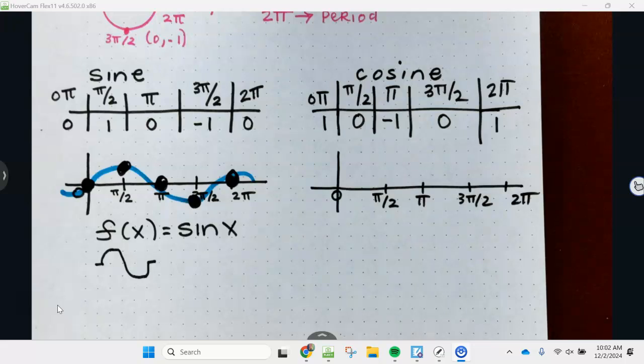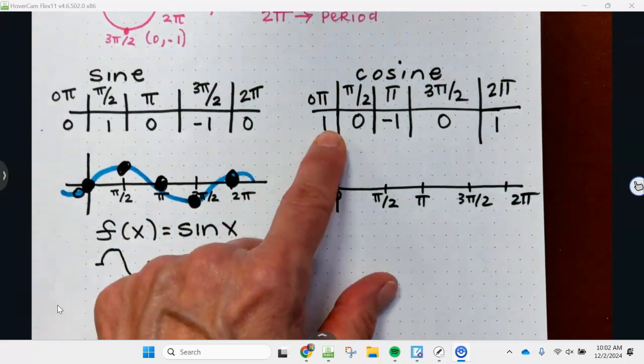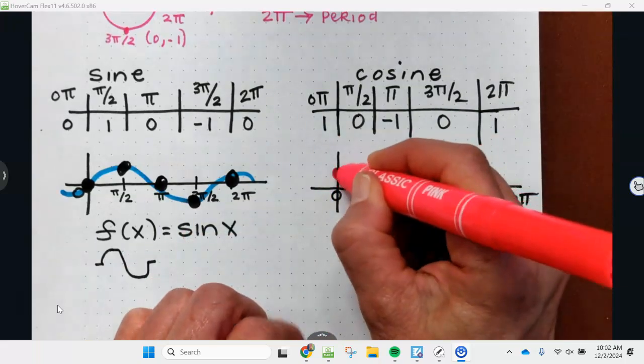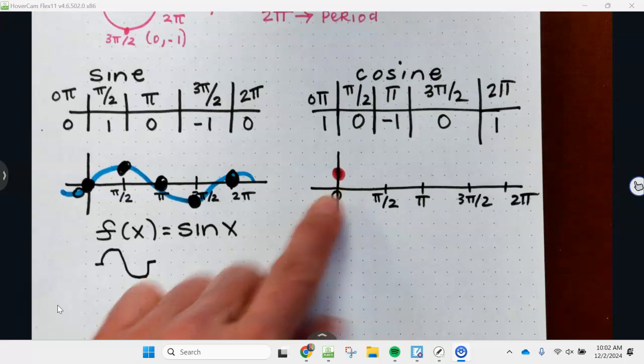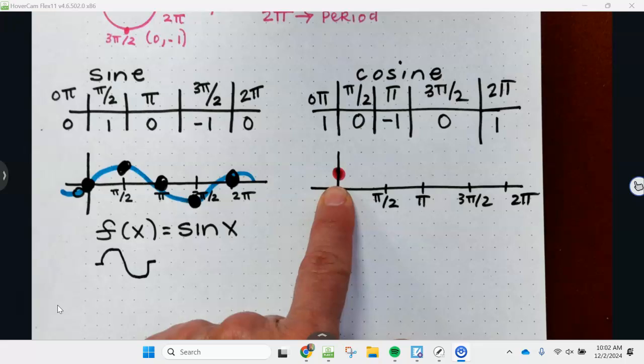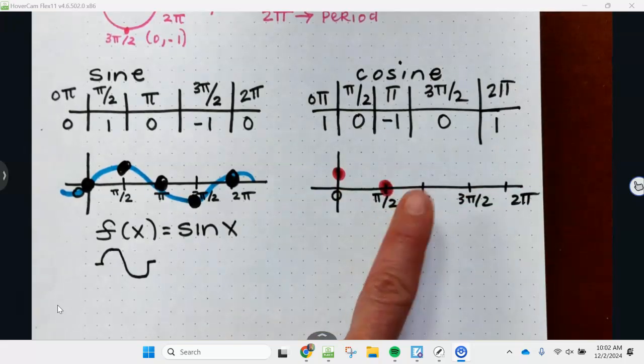All right, looking at this, it does start at 0 pi, guys, but cosine starts one place above the origin. So cosine is going to start right here. Sine started on the origin, not cosine. So it starts at the top, then pi over 2 is just 0.